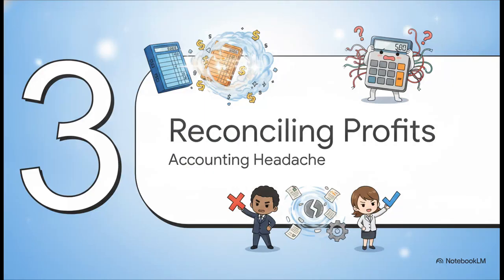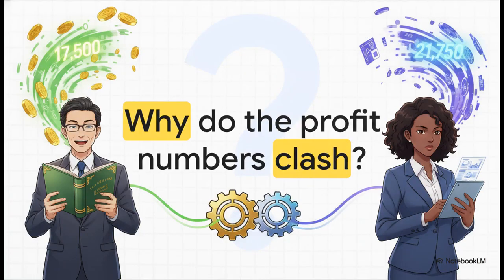Section 3. Reconciling different profit figures. The accounting headache. Now, here is the massive, undeniable problem with keeping two separate sets of books. At year-end, both departments calculate a profit, and guess what? They inevitably disagree. Consider this scenario from Nuance Limited. The financial accountant proudly reports a profit of 17,500 naira. But wait, the cost accountant walks in claiming a profit of 21,750 naira. I mean, who's actually right here? Why do the numbers clash so dramatically?